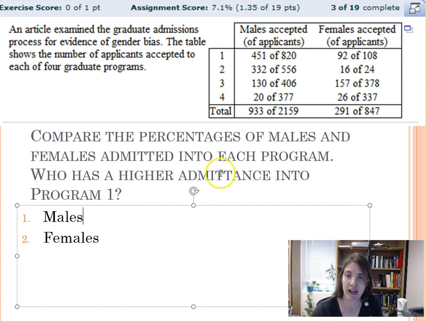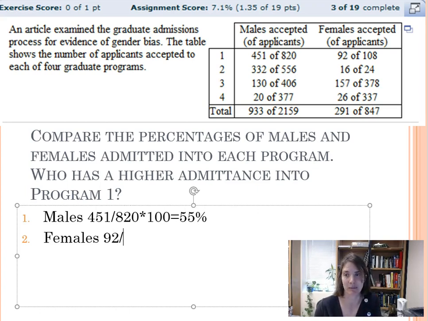So we'll just look at that conditioned upon program 1 up here. So for men, it was 451 got accepted out of the 820, and that is 55%. And for females, there were 92 that got accepted and 108 that applied. And what we'll see is that in this program, women had a much higher acceptance rate.